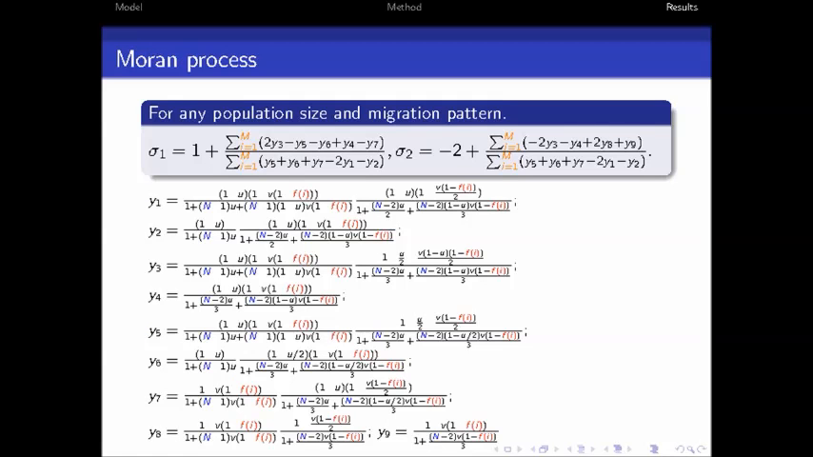In the Moran process, here we provide the values of sigma 1 and sigma 2. It is to be observed that these values are valid for any population size and any migration pattern. The migration pattern is reflected by the form of a function f.